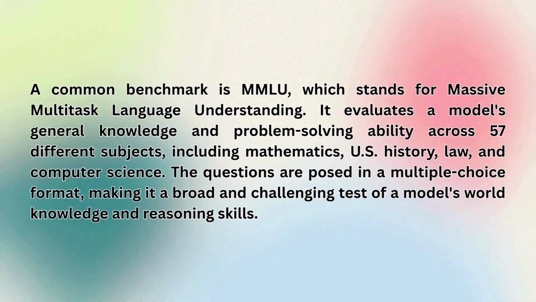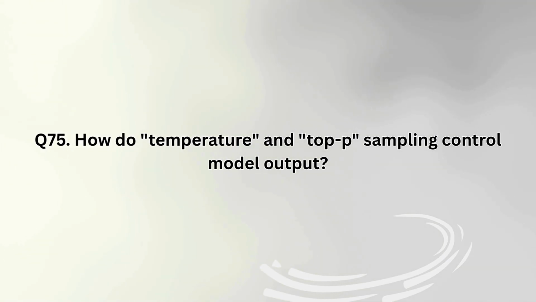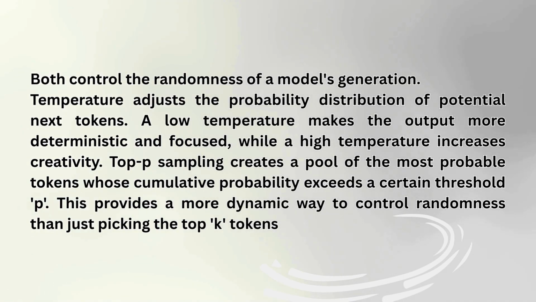How do temperature and top P sampling control model output? Both control the randomness of a model's generation. Temperature adjusts the probability distribution of potential next tokens. A low temperature makes the output more deterministic and focused, while a high temperature increases creativity. Top P sampling creates a pool of the most probable tokens whose cumulative probability exceeds a certain threshold P. This provides a more dynamic way to control randomness than just picking the top K tokens.